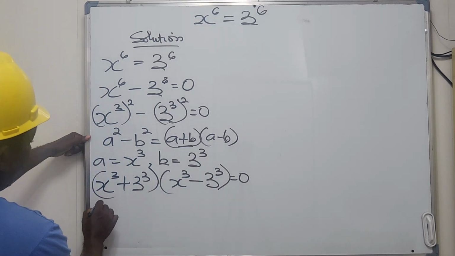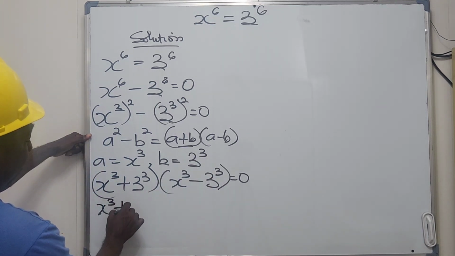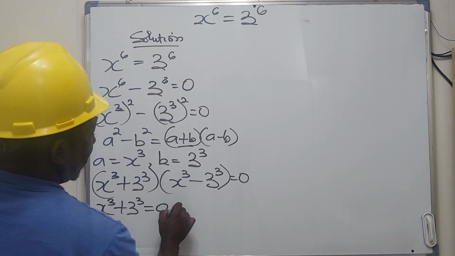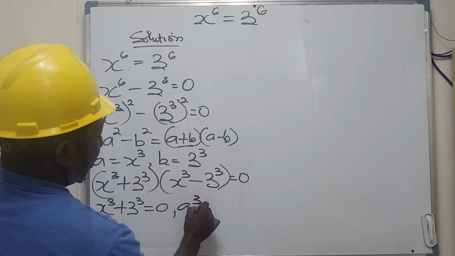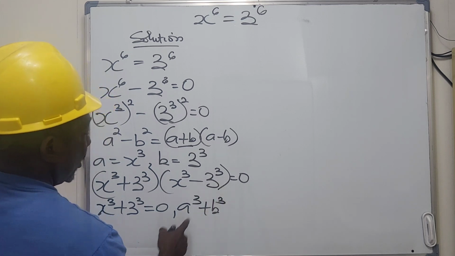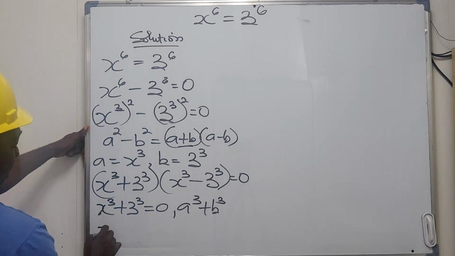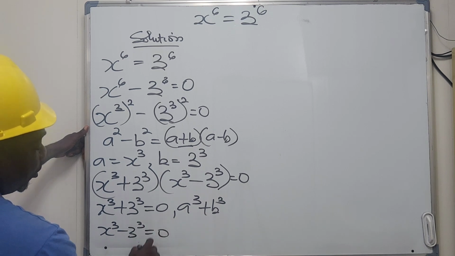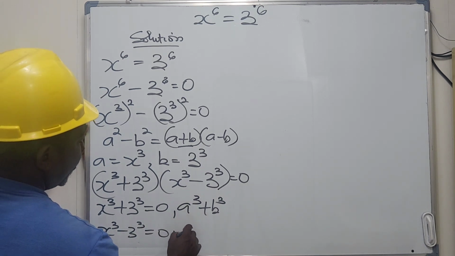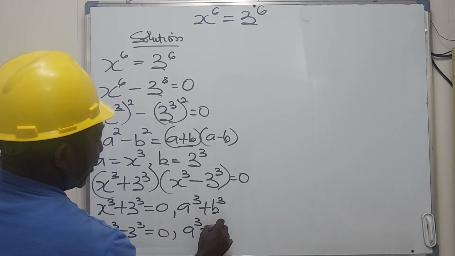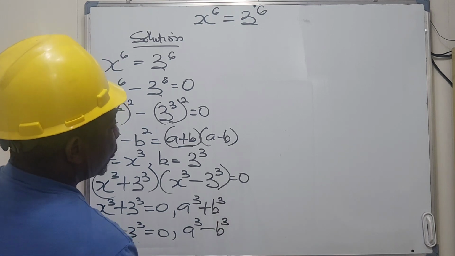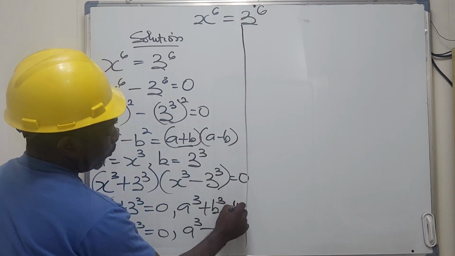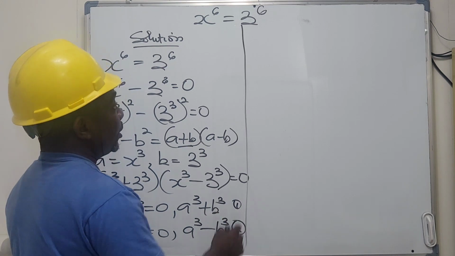So when we set this one, we have x to the power of 3 plus 3 to the power of 3 equals 0. This is in the form a to the power of 3 plus b to the power of 3. And also we have the second parenthesis, x to the power of 3 minus 3 to the power of 3 equals 0. So this is also in the form a to the power of 3 minus b to the power of 3. So here we are going to find the solution. Let's take this one first and let's take this one as the second part.